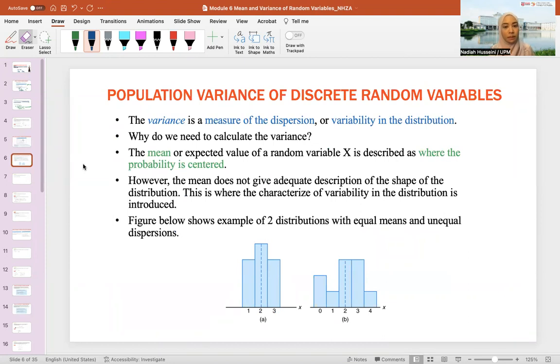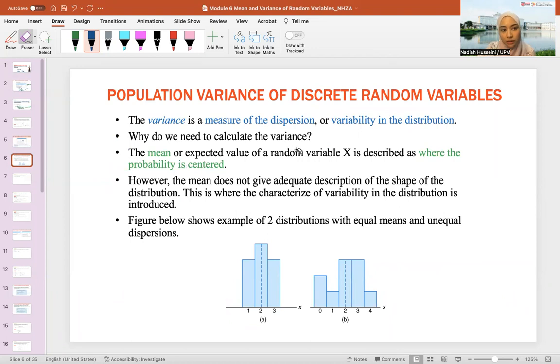So the variance is a measure of dispersion. So we talked about the mean. The mean tells us the balance in the probability distribution. But the variance tells us how dispersed the sample is, how it varies, how it spreads out. So this is what it tells us.